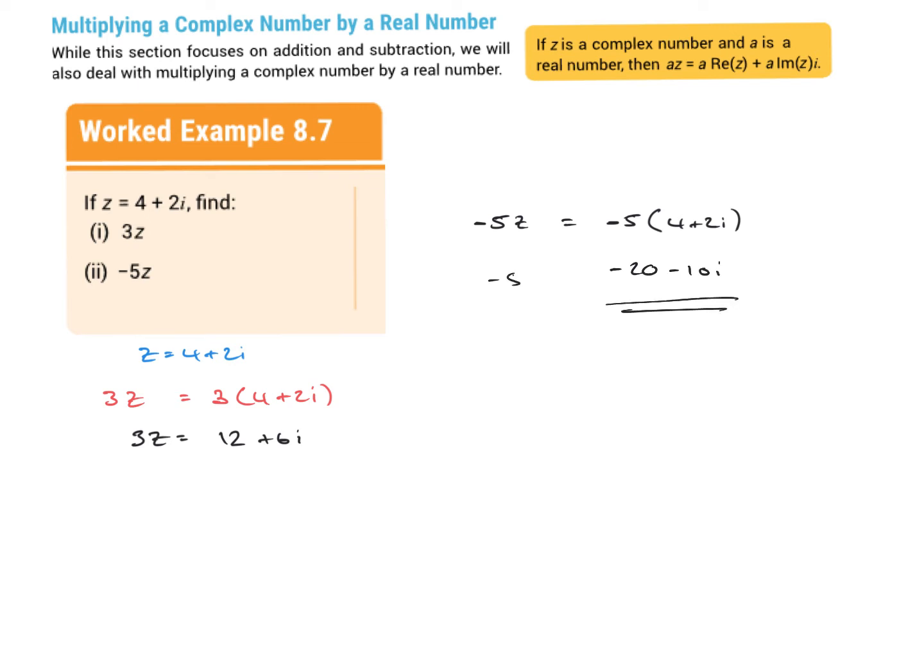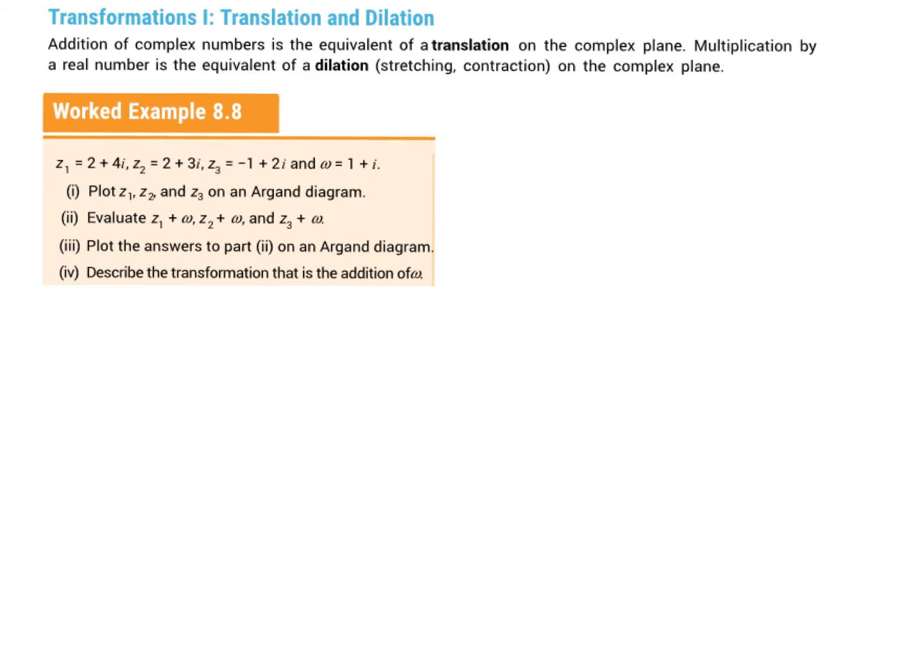And that's minus 5z is equal to that. Okay. Next thing we're going to look at is what's called a translation or a dilation. If we add two numbers together, then it's a translation. So if we add the two, z1 plus z2, then that becomes a translation. If we multiply by a real number, which is what we did in the last slide, then that is a dilation. Okay, so it's very, very straightforward.